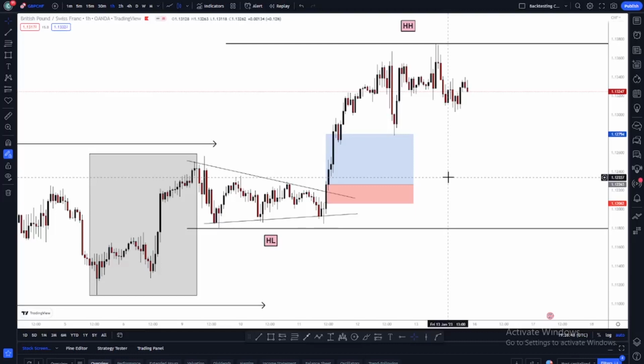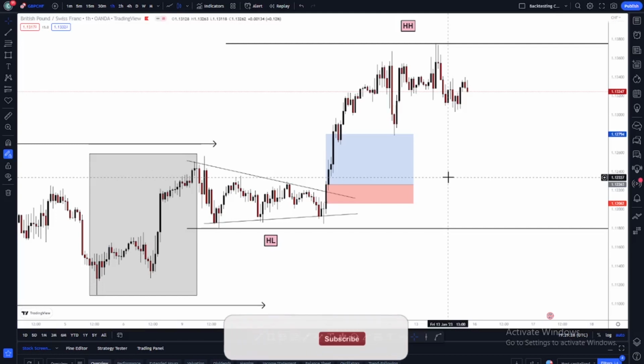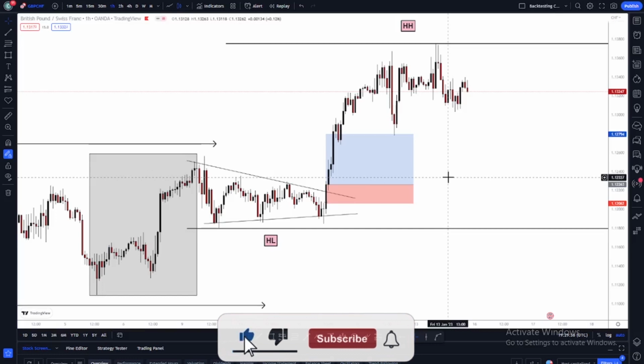And how do you develop that eye? By spending a lot of hours on the charts. That's how you develop that eye. Again, like I was saying earlier on, where did I know to put my take profit?